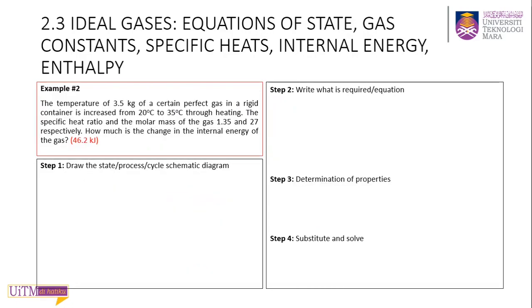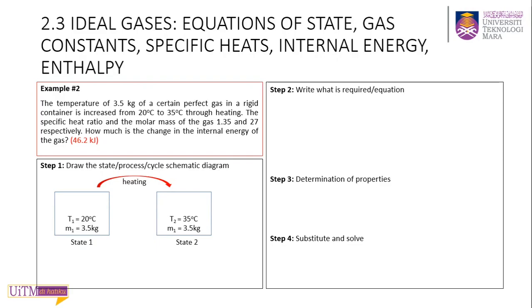Now for the second example, again, you can pause the video to read and understand the question properly. For step 1, please try to draw and label the schematic diagram. This question also involves a process, so there have to be two states, state 1 and state 2, connected by the heating process.